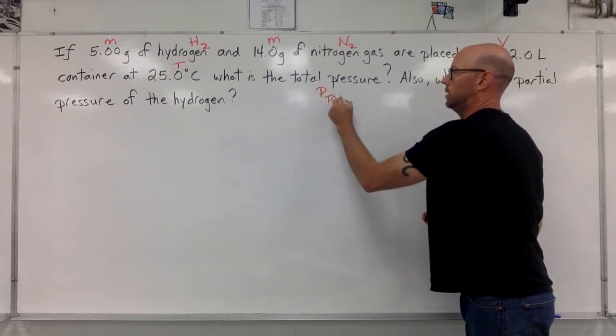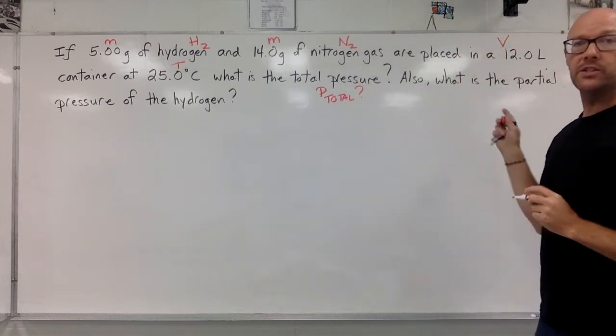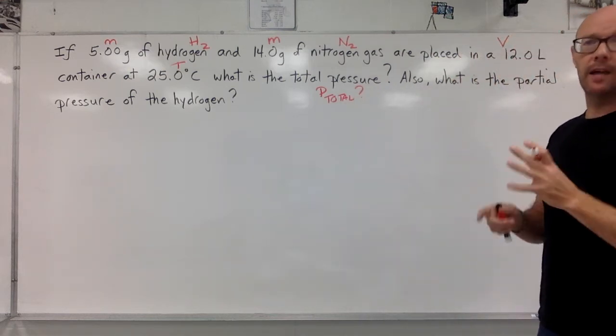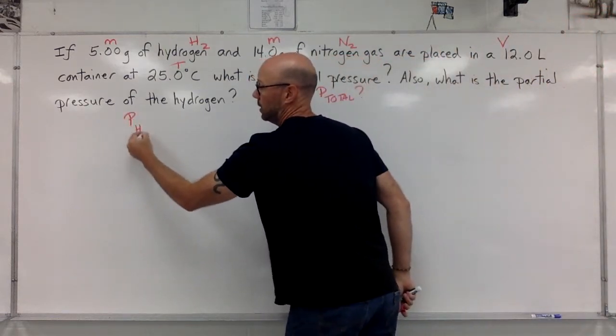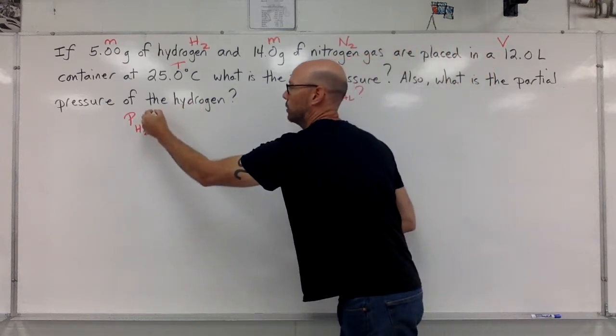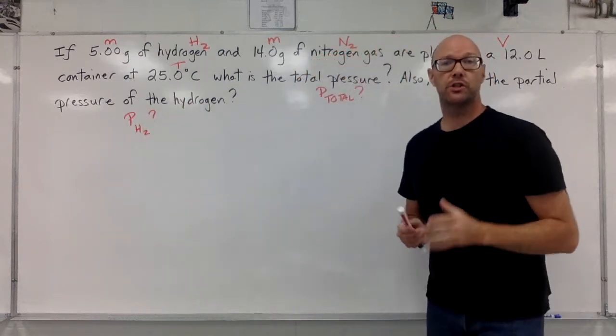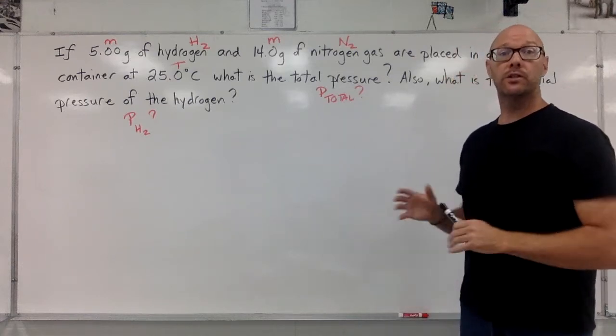P total. Also, what is the partial pressure of the hydrogen? I'm going to write it like this. I'm going to put P H2, the pressure of just the hydrogen, question mark. It's two questions in one. Let's focus on the first part initially. What's the total pressure?